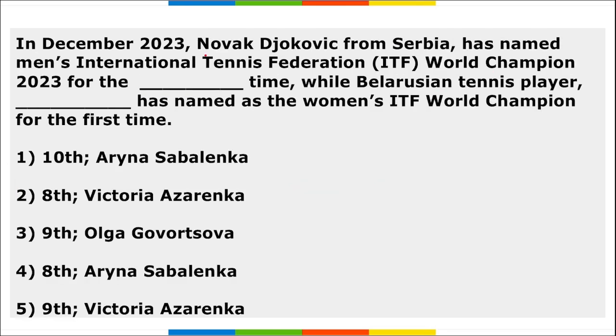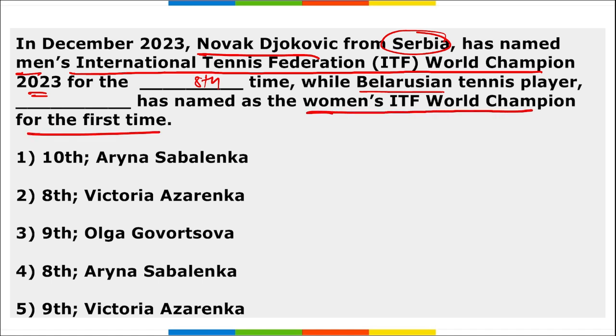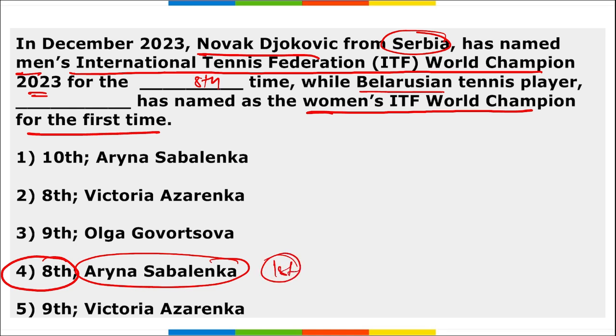Next is Novak Djokovic. He is from Serbia. He has been named the Men's International Tennis Federation World Champion 2023 for the 8th time. Whereas Belarusian tennis player Aryna Sabalenka has been named the Women's ITF World Champion for the first time. So for the 8th time, it is Novak Djokovic, and for the first time, who became the Women's ITF World Champion? Aryna Sabalenka.